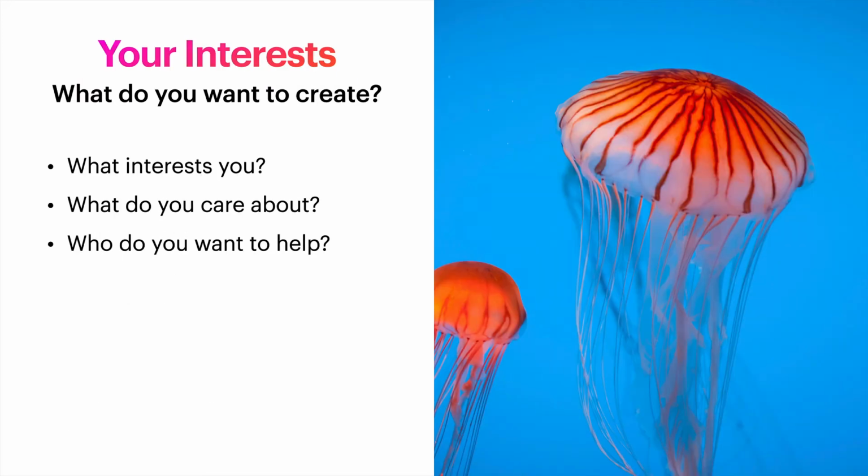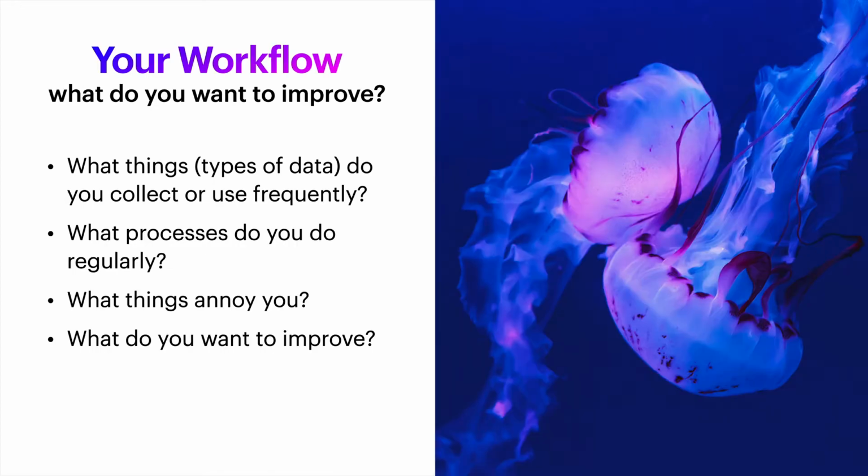The next thing to think about is, what are you interested in? What do you want to create? Think about what interests you. What do you care about? Who do you want to help? Another source of ideas is thinking about how you could use Pori to improve how you do things. For example, you could think about what types of data do you collect or use frequently? What processes do you do regularly? What things annoy you? What do you want to improve?